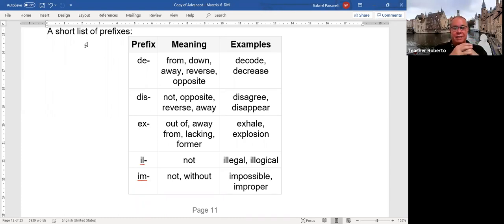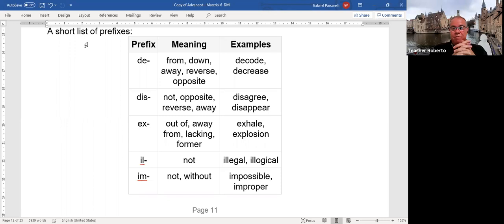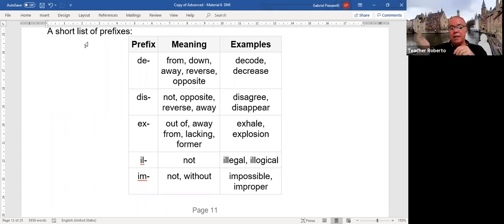Regina, can you read the next, please? Prefix ill, meaning not. Example, illegal, illogical. Usually if the words begin with L, I just add ill, then I have double L, like illegal, illogical, okay?